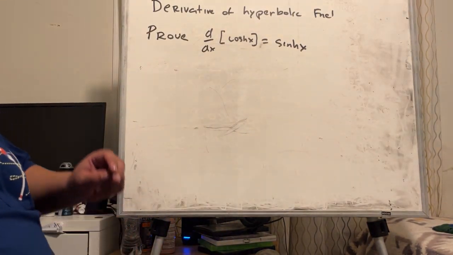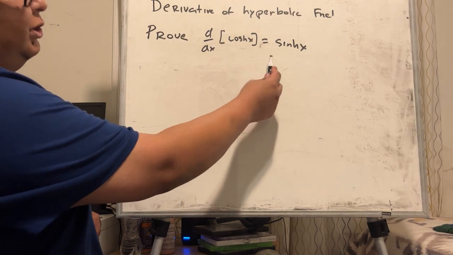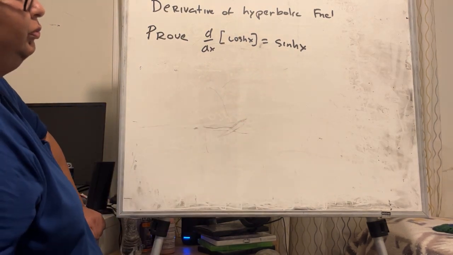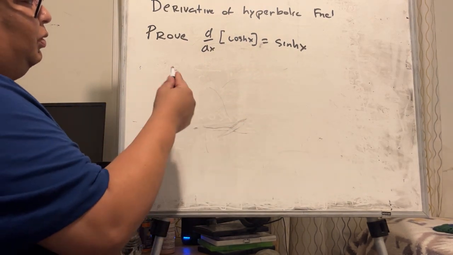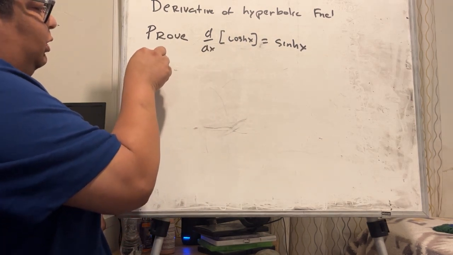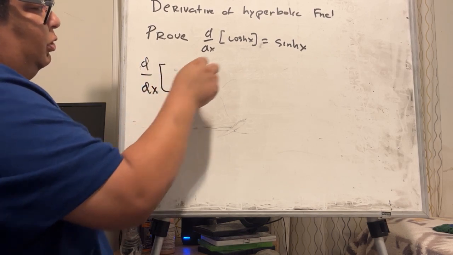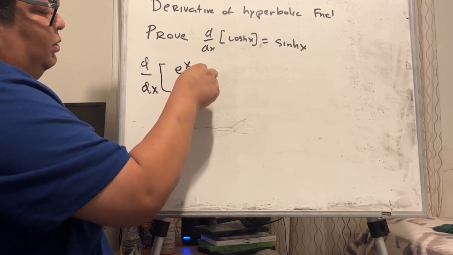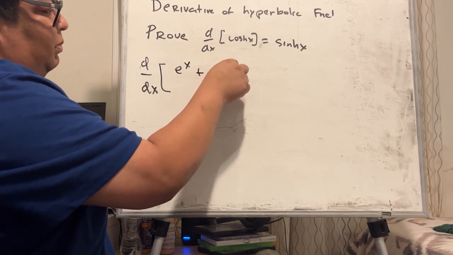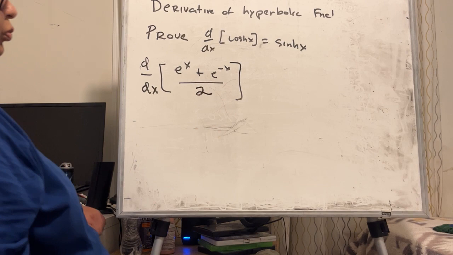In the following video, I'm gonna teach you how to prove that the derivative of cosh x equals sinh x. Okay, so the way we do it is we change the form of cosh x. So we're gonna do d/dx of cosh x is gonna be (e^x + e^(-x)) all over 2.